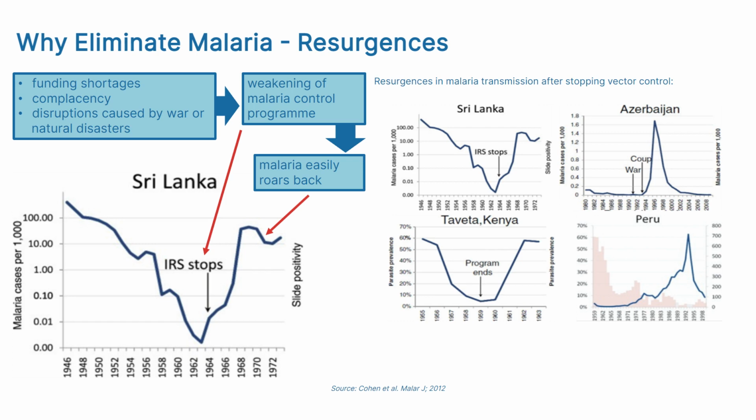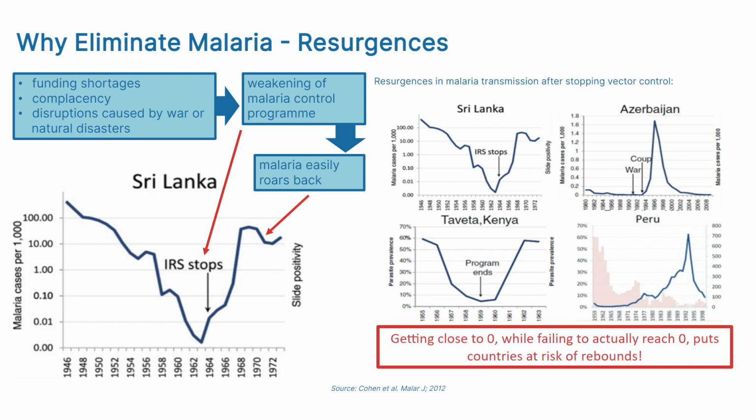The take-home message from this slide is that getting close to zero but failing to actually reach zero puts countries at risk of rebounds. Later in this course, when we get to the section on prevention of re-establishment, we will talk about the flip side of this issue, which is that the countries that manage to eliminate malaria tend to stay at zero. So while falling short of elimination puts you at risk of rebounds, actually achieving elimination increases the likelihood of maintaining that state.